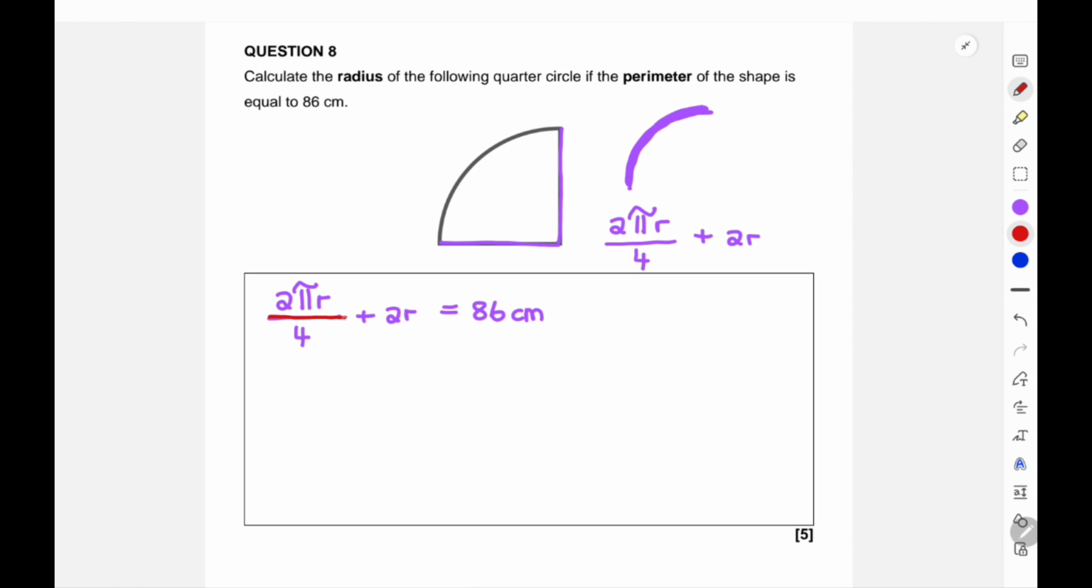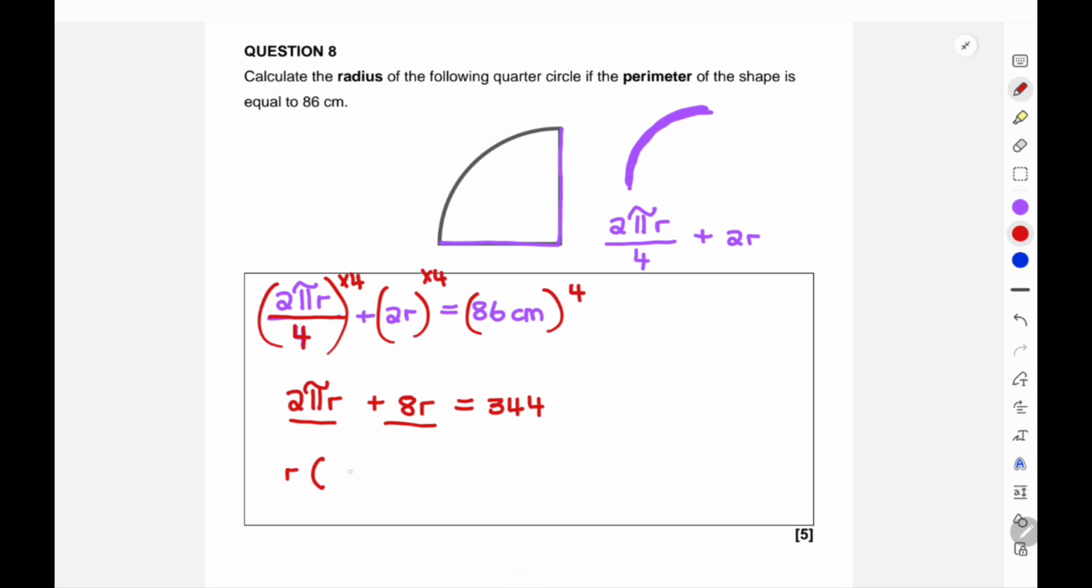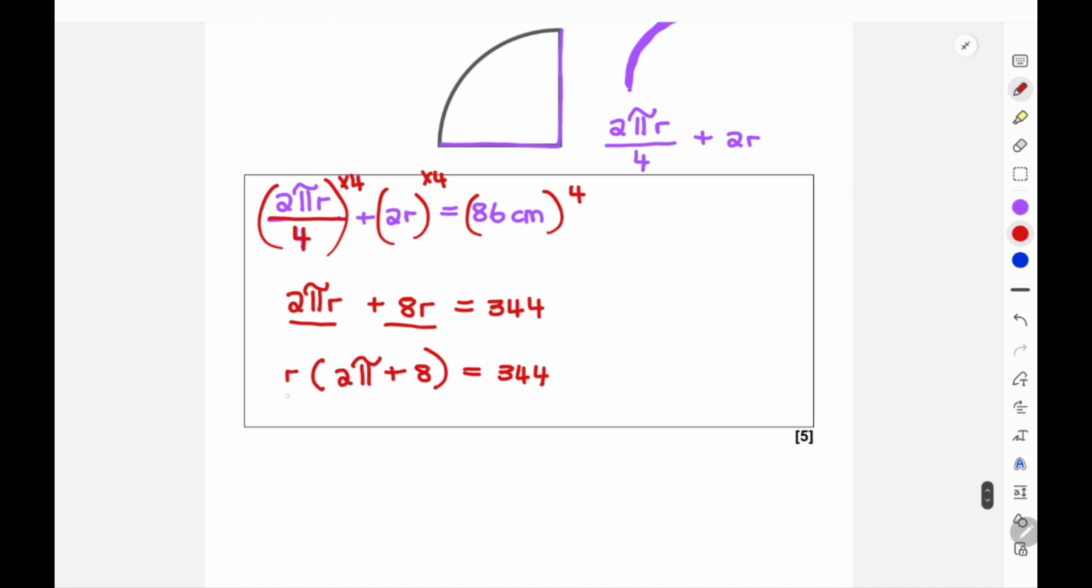First of all, I don't like this divided by 4. So I'm going to times by 4 all throughout, all my terms. And then I'm left with 2 pi radius plus 2 times 4 is 8r is equal to 344. Now I'm going to factorize, take out an r, and what am I left with? r times (2 pi plus 8), which gives you 344.